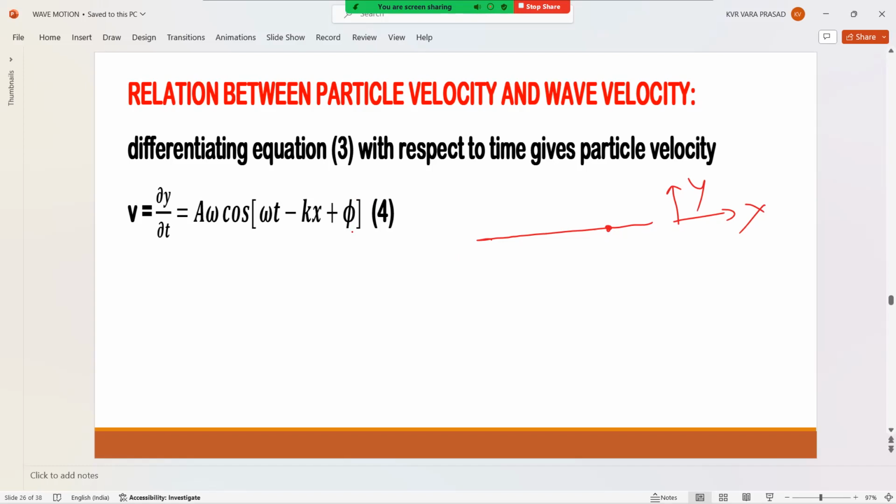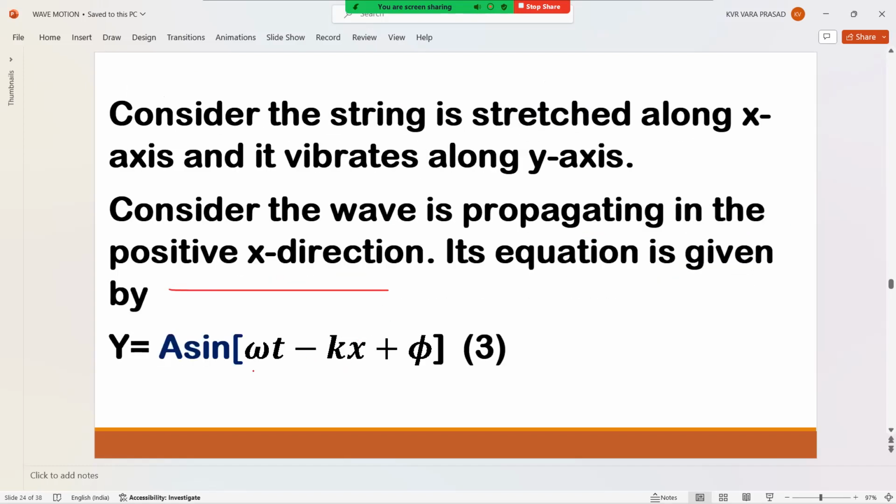Differentiate equation 3. See equation 3 once. So this is now equation 3: y equal to a sin(omega t minus kx plus phi). So this is telling us the wave is propagating in the positive x direction, right? Now differentiating this with respect to time. See here, y represents the displacement of the particle along the y-axis. If you differentiate with respect to time, that gives the velocity of the particle.